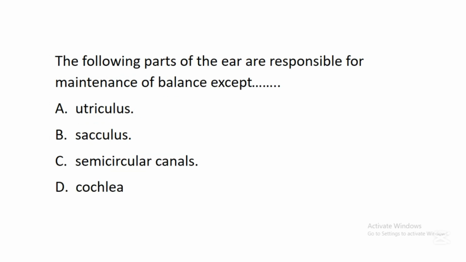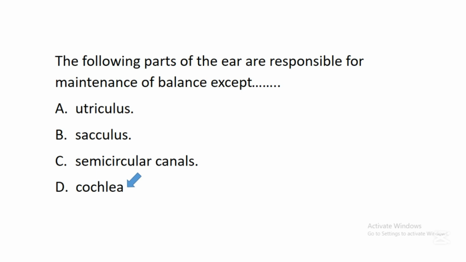The next question says, the following parts of the ear are responsible for maintenance of balance except dash. A. Utriculus, B. Sacculus, C. Semicircular canals, D. Cochlea. In this question, the correct answer is D. Cochlea.